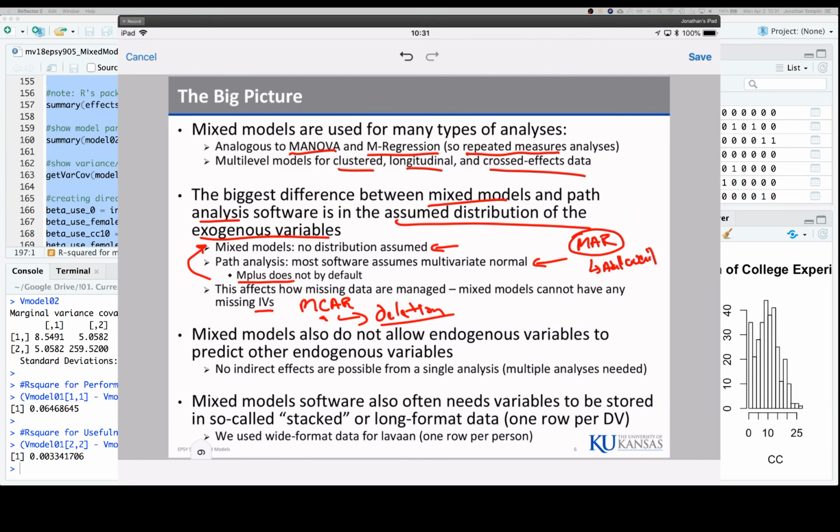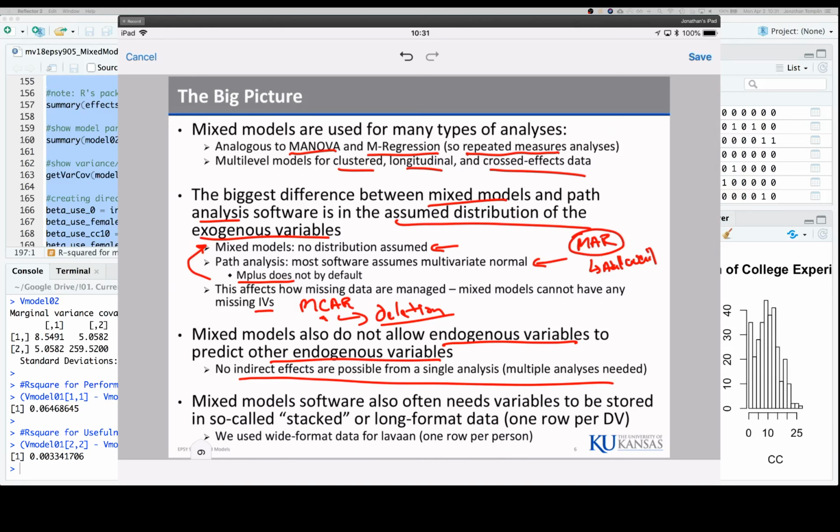The other issue that we have is that mixed models do not directly allow endogenous variables to predict other endogenous variables, although you can find ways to trick the analysis to work. So the indirect effects are not possible from a single analysis. Right? So it's harder to do mediation in this analysis itself.